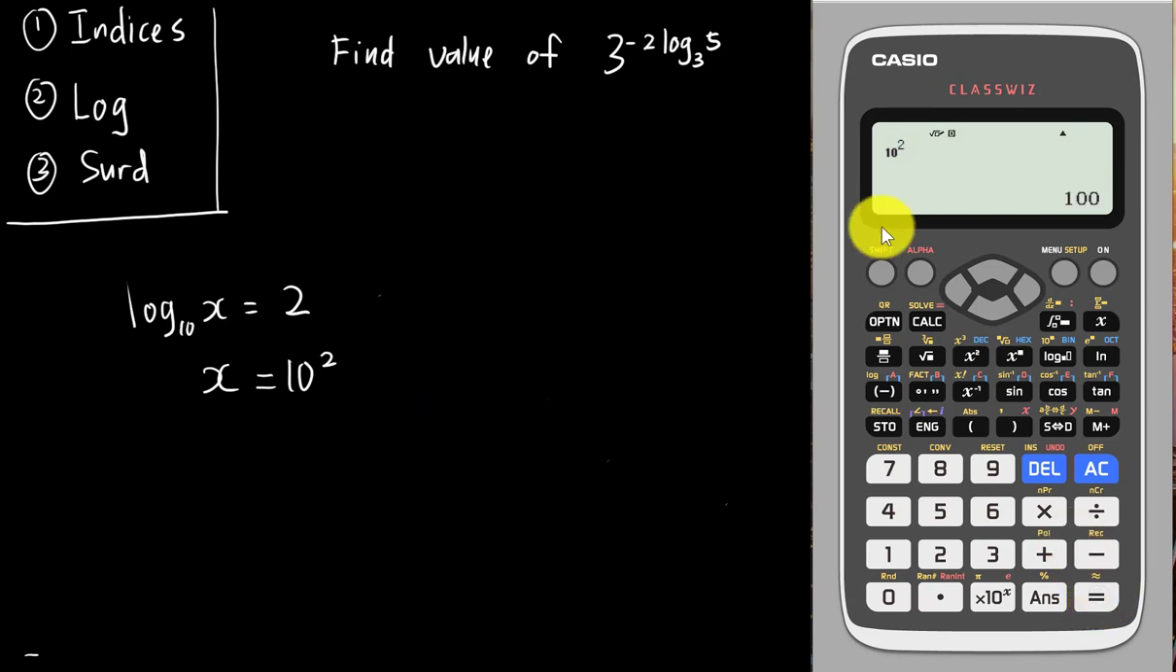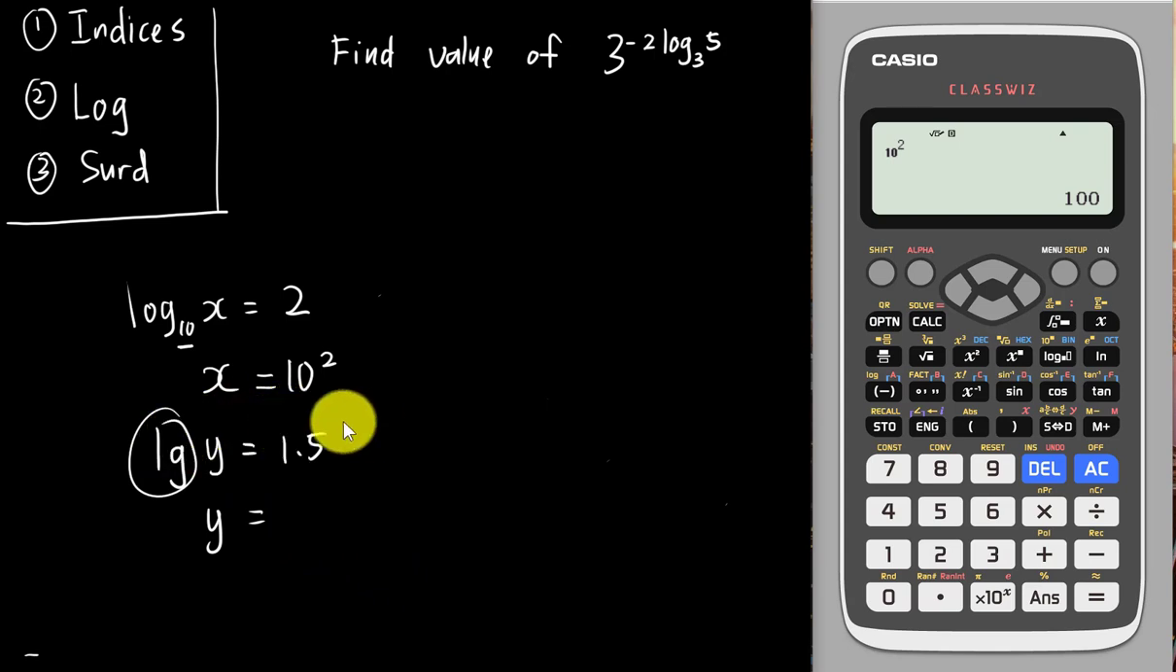Shift log can only be used when you have base 10, or what we call the common log, because sometimes in some textbooks they will tell you, okay, log y equals 1.5, and ask you to find what the y value is. So you need to understand that the common log moves to the other side as shift log, and then press 1.5, and the calculator will tell you the value will be 31.62 if you leave it in 2 decimal places. This is how to use it.